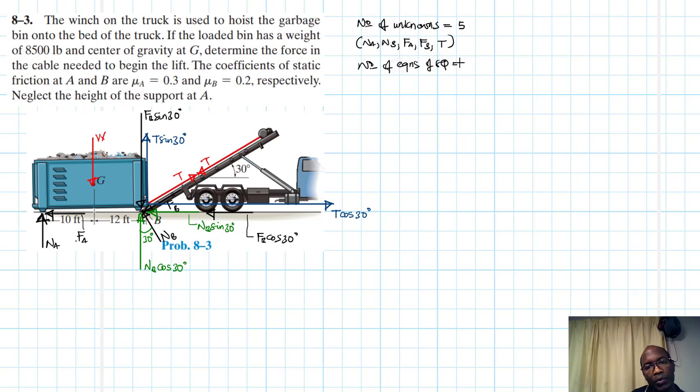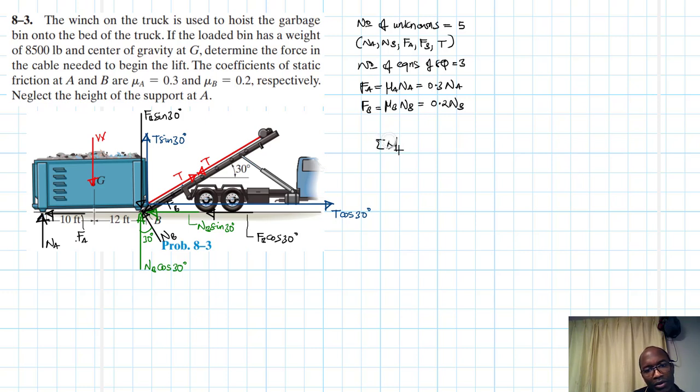And number of equations of equilibrium we have, of course, 3. So of course we are going to assume there is going to be impending motion at A and B. Okay, moreover we intend to pull this, right? So it just makes sense, impending motion has to exist. So therefore FA will be equal to mu A NA, which is just equal to 0.3 NA, and FB is just going to be equal to mu B NB, and our mu B is just 0.2 NB.